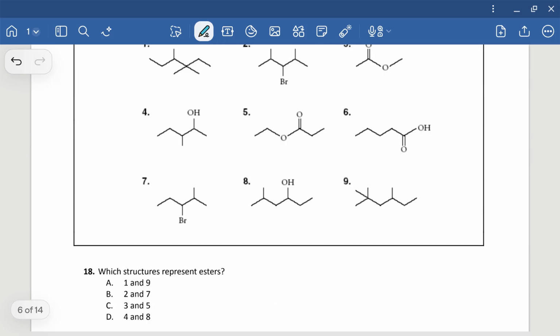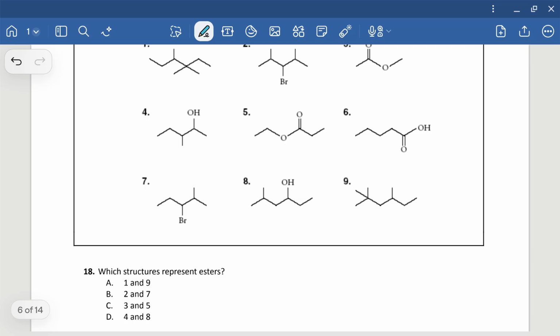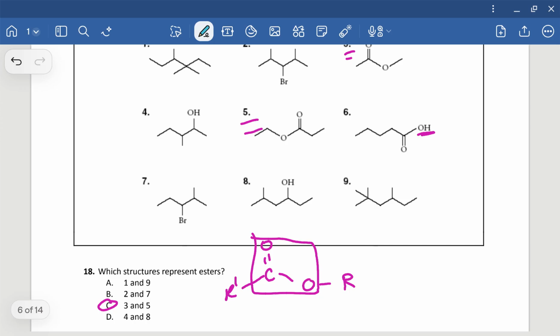Okay, so now we have this example here, and that question is asking to identify which ones are an ester. So esters again have that chain that is going to be from the carboxylic acid. So C double bonded O, single bonded to another O, and then some more carbons. So we're looking for this link here. So that would be number 3 here and number 5. It would not be number 6 because the ending here shows it's just carboxylic acid. So that would be 3 and 5.